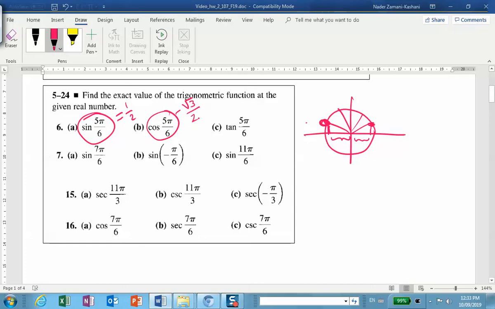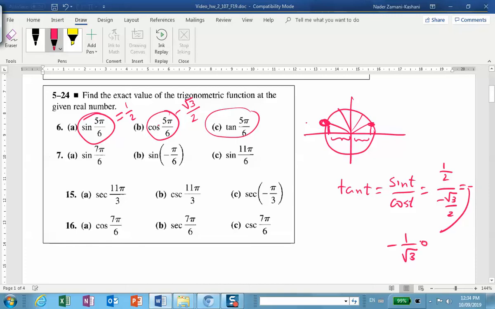Okay? And obviously tangent, we just write down what it means. Tangent of t is sine of t over cosine of t. So if you take these two numbers and divide them by each other, 1/2 divided by minus root 3 over 2, the answer is going to come out to be minus 1 over root 3. Let me write it here. Minus 1 over root 3 or minus root 3 over 3. These are the same thing, the same numbers. Okay, so let's move on to the next fellow. Let me erase these things.